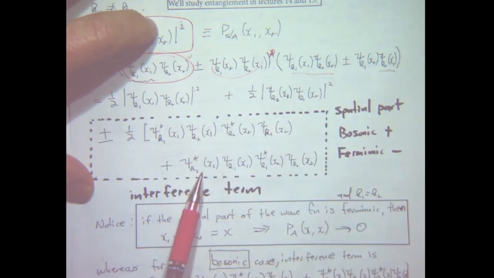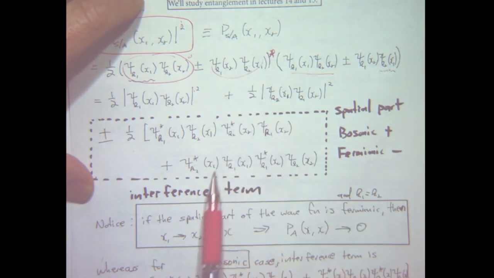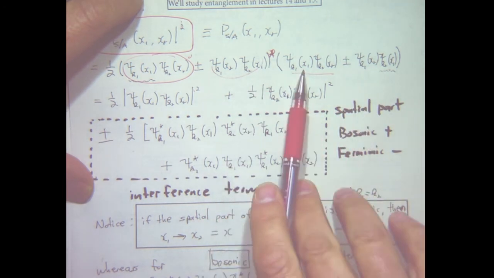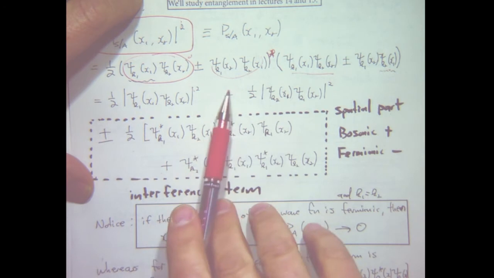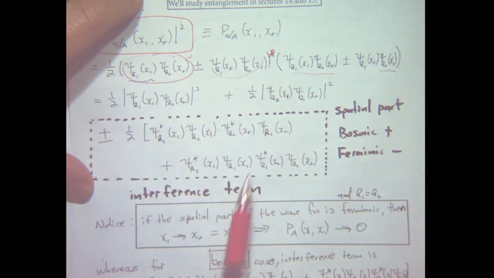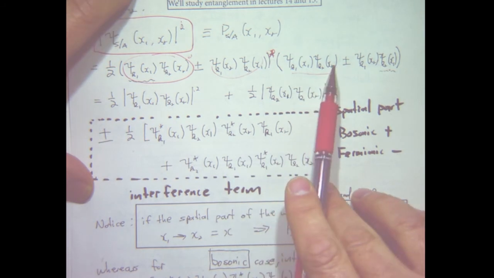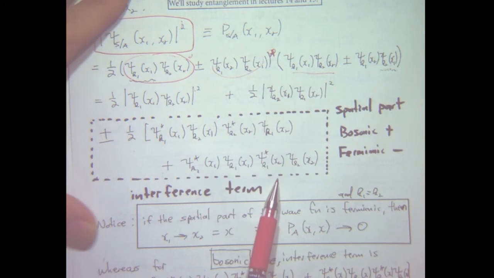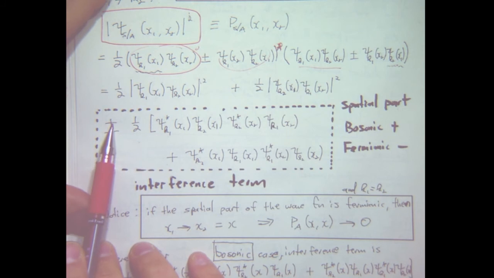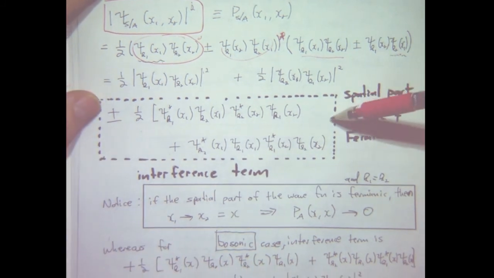Now here, this is psi k2 star of x1, psi k1 of x1, psi k1 star of x2, times psi k2 of x2. Well, you get that. And there's plus and minus coming from there, so we just factorize a plus and minus. Now, this here is called the interference term.